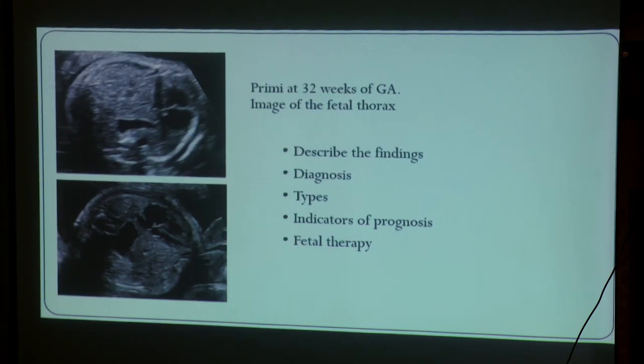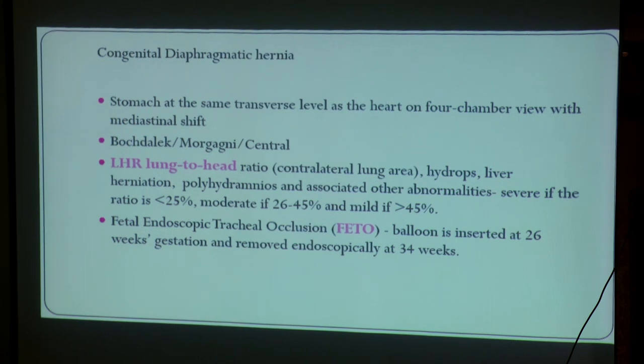This is the next image of fetal thorax. We can see the stomach bubble and heart in the same transverse plane with the gross mediastinal shift. So this is a case of congenital diaphragmatic hernia, and here the prognostic indicator is lung head ratio. The lung mentioned here is the area of the contralateral lung. The area of the contralateral lung is taken and the ratio to head circumference is measured. And if the ratio is more than 45%, it is mild CDH.